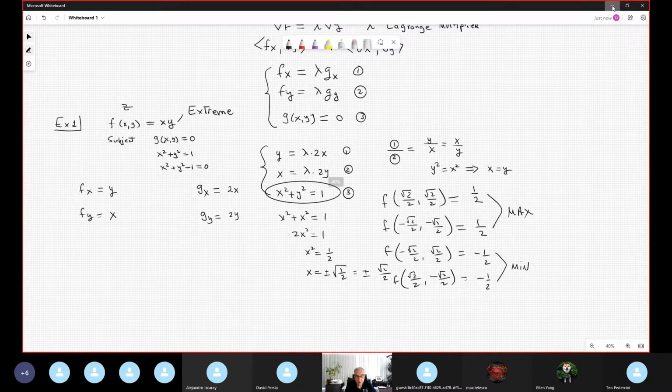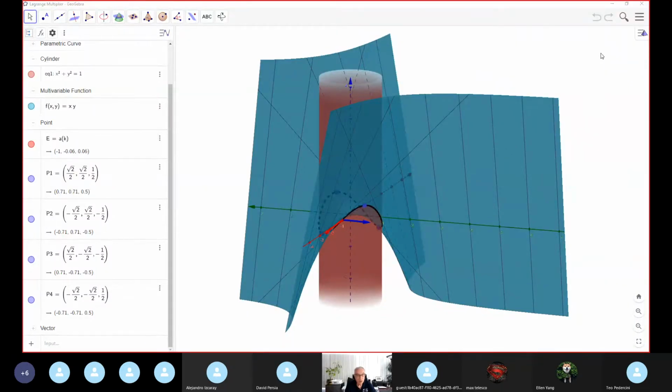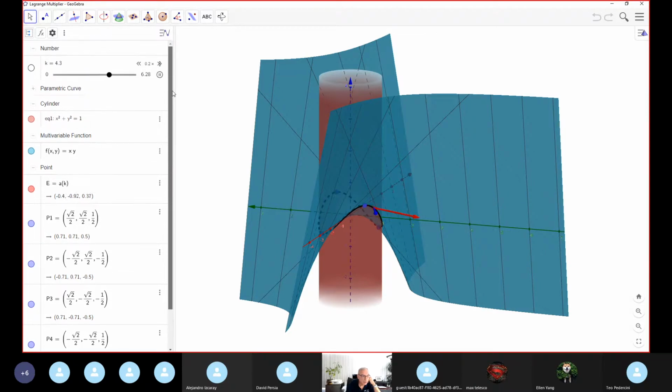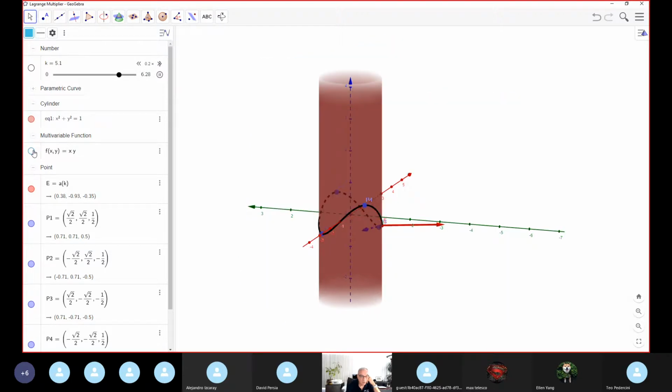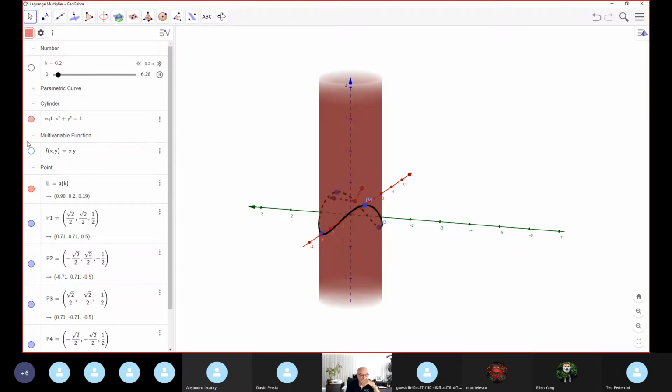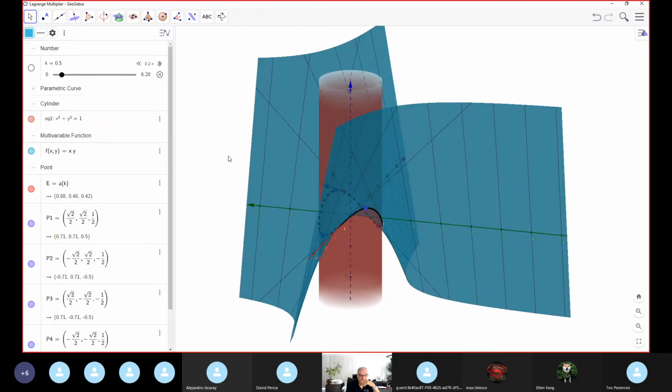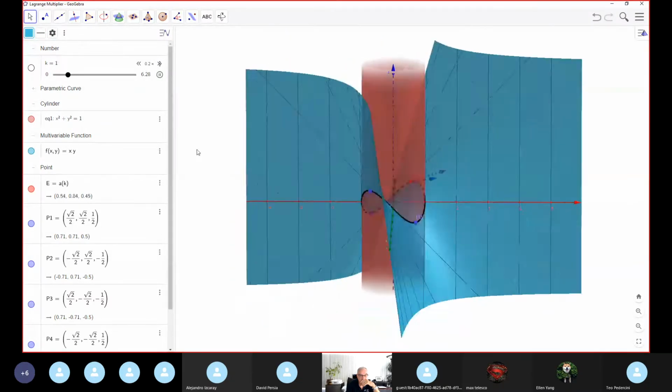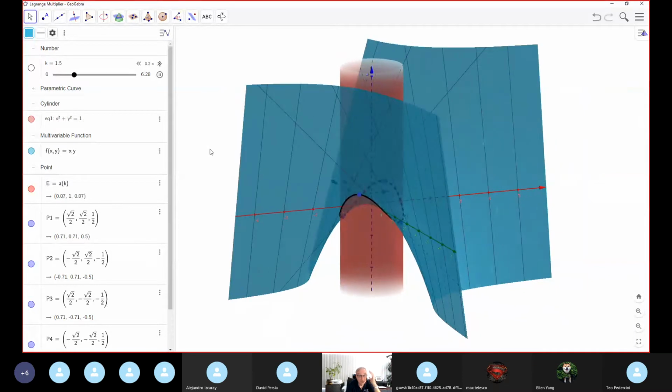Switching to that. You see now, super clear, because it's animation. At the beginning you say, whoa, what the hell? I don't understand anything. Okay, look. We have the function f, the blue one. We have the constraint, x squared plus y squared equals 1, which is the cylinder. Remember, the cylinder is the constraint. This is g, and f is the function. And the intersection between the function and the cylinder gives me a curve.